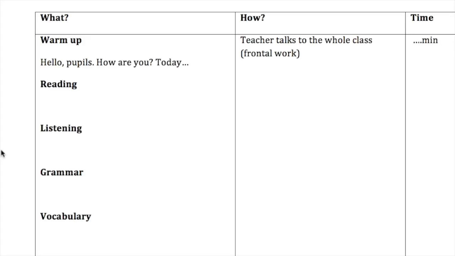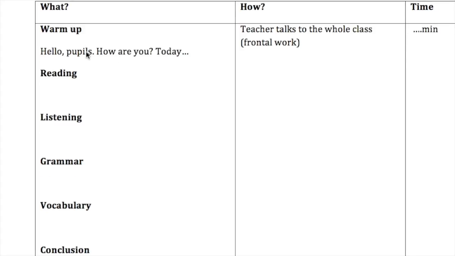As you can see in this sample plan, we have 3 tables just as well: what, how, and time. So as you see, what? A warm-up stage. And you write down every single action that you have. So hello pupils, how are you? Today we're going to blah blah blah. So how? Teacher talks to the whole class. Frontal work. And time. You calculate time.